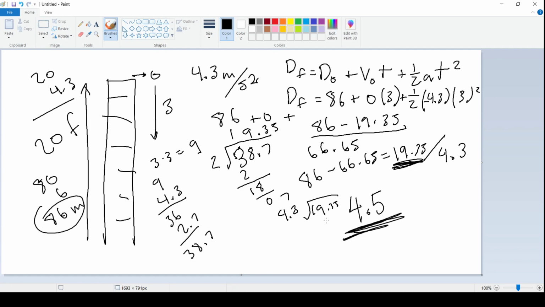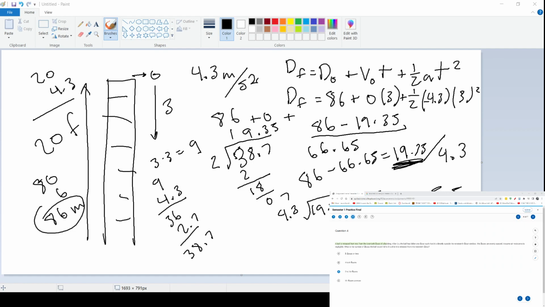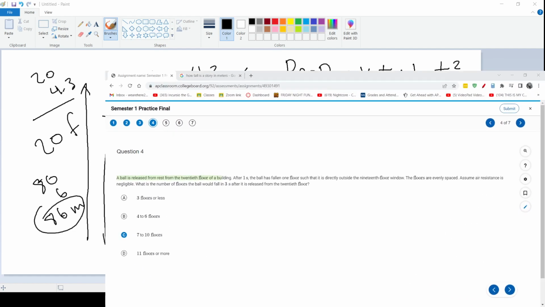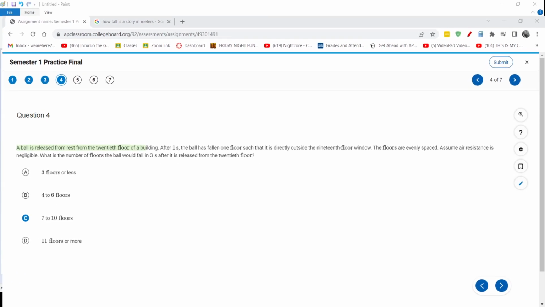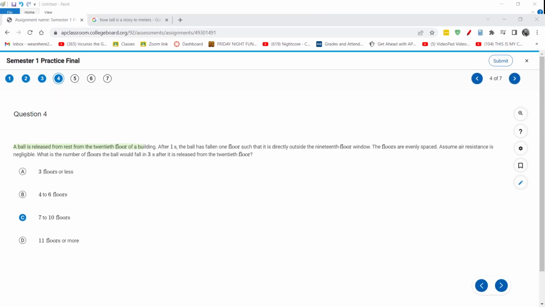Okay. You know, let's take 66.65 divided by 4.3. You know what we get? We get 15.5. Now, let's go back to our equation really quick. All right. Let's go back to our fun little equation. So it can be between, right? It can be between 3 floors and 0 floors.